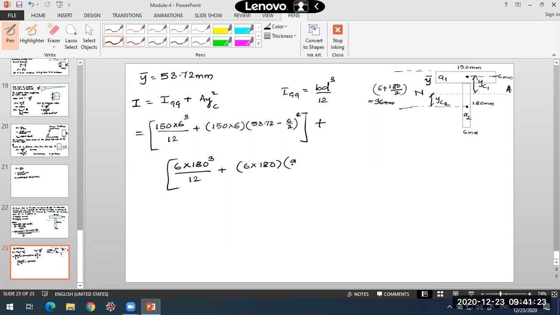So what does it come out to? 96 minus 53.72, square of this, YC square. So this altogether will tell you the moment of inertia of that T section about its own centroidal axis, that is, about this axis NA, the neutral axis. So what will be this answer? That is 150 into 6 cube by 12 plus 150 into 6. If you get it, tell me the answer.